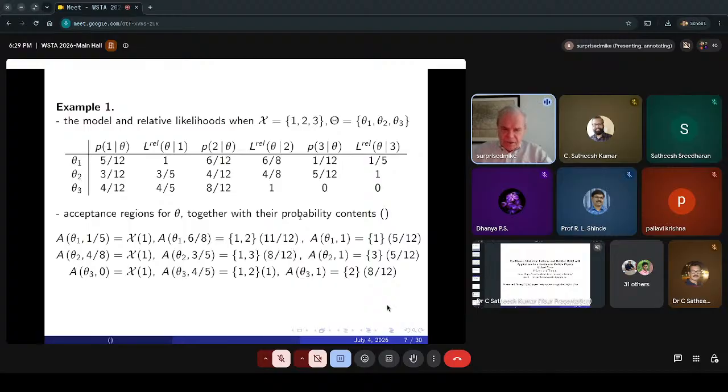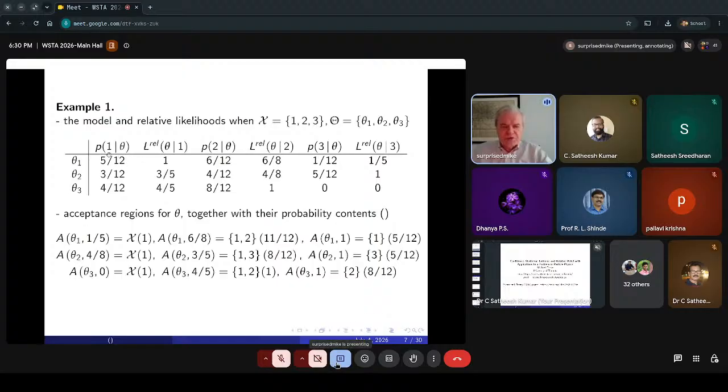So I have a model here. I've got three distributions in it, P theta 1, P theta 2, P theta 3. There's three of them, and the probability distribution goes horizontally for each theta, and the likelihood goes vertically, right?